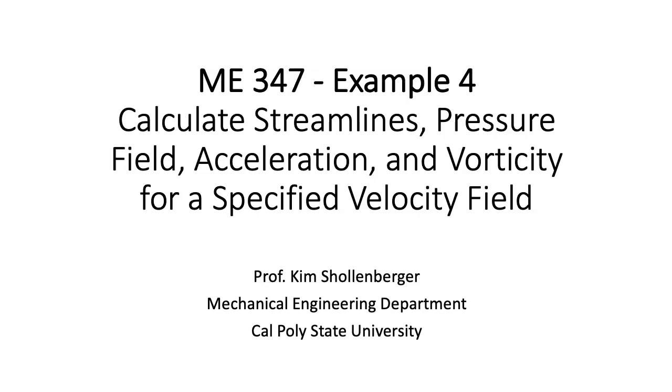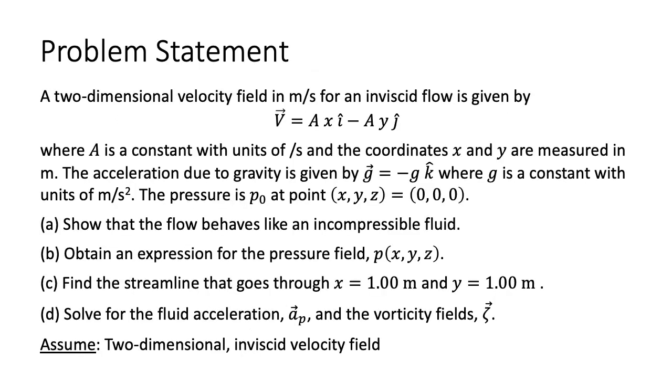ME347, Example 4. Calculate streamlines, pressure field, acceleration, and vorticity for a specified velocity field. A two-dimensional velocity field for an inviscid flow is given that has velocity components in the x and y directions. The acceleration due to gravity is indicated to act in the negative z direction. The pressure is P0 at the origin.